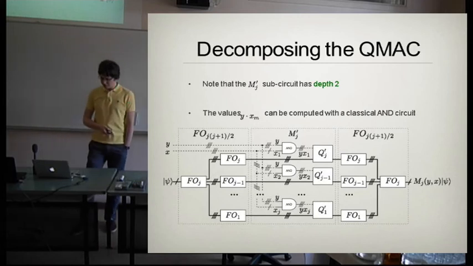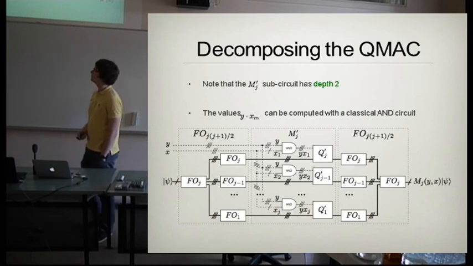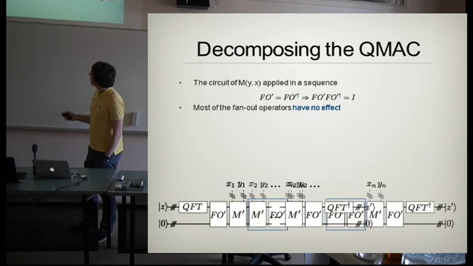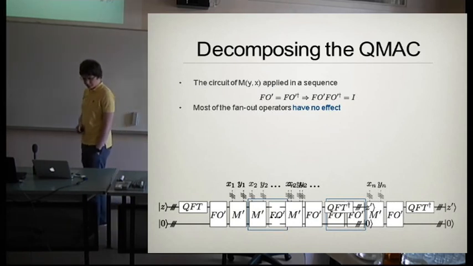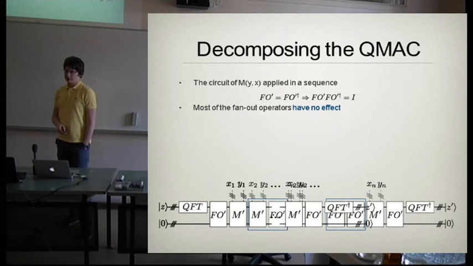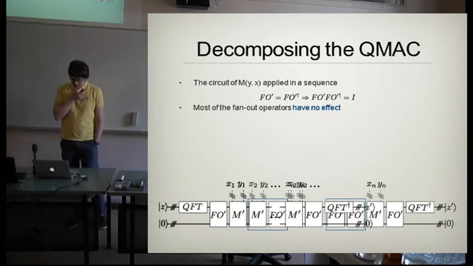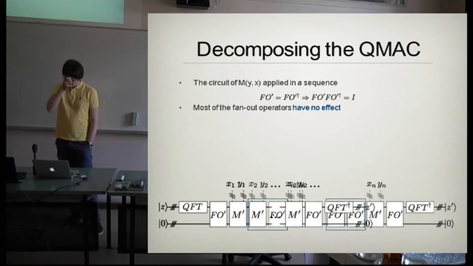So this would be our circuit, or QuantumMac circuit, if you would want to apply it in a sequence. So we have the initial quantum Fourier transformation, some M prime circuits with depth 2, and some fan-out operators in between. Note that because the fan-out operator is its own adjoint, two of them together give you identity, and hence most of the fan-out operators have no effect, and we can remove them from the circuit.